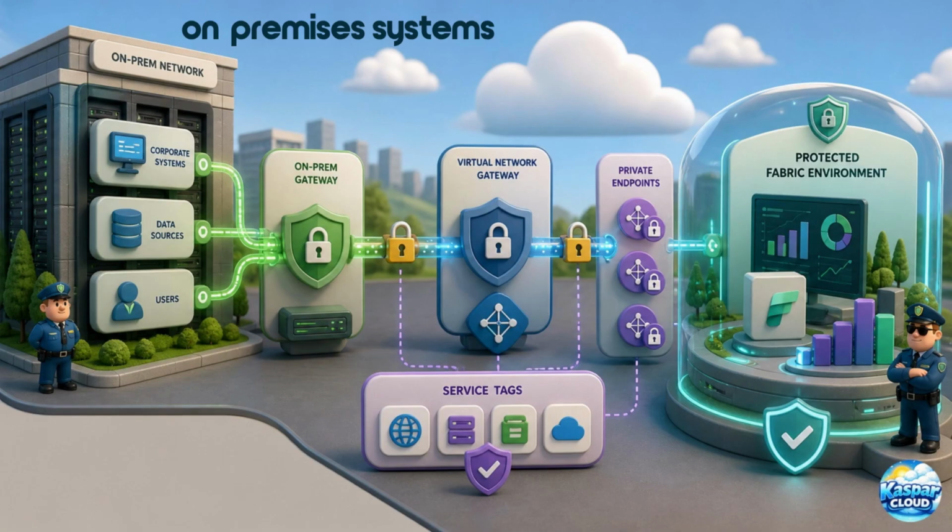For on-premises systems, Microsoft Fabric Data Factory can use the on-premises data gateway to securely access internal data sources without directly exposing private networks to the public internet.